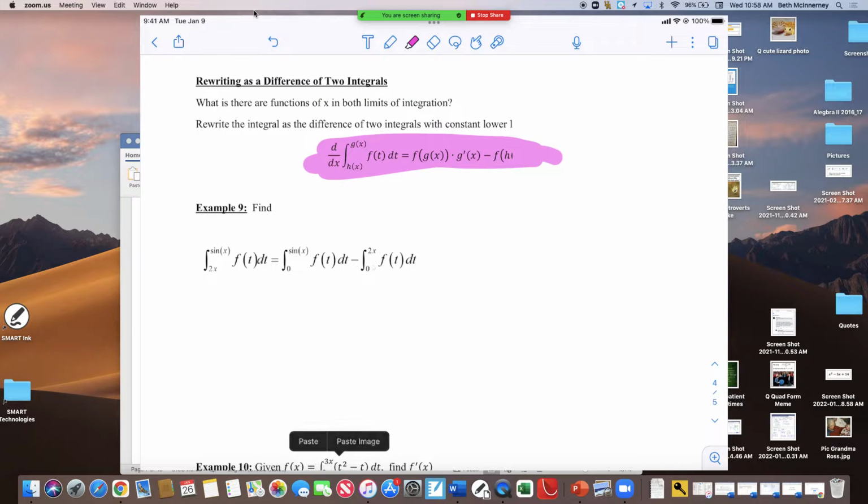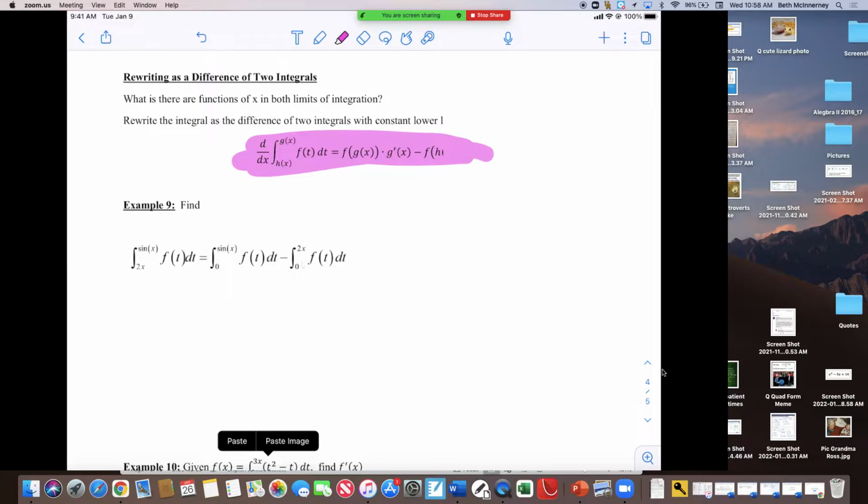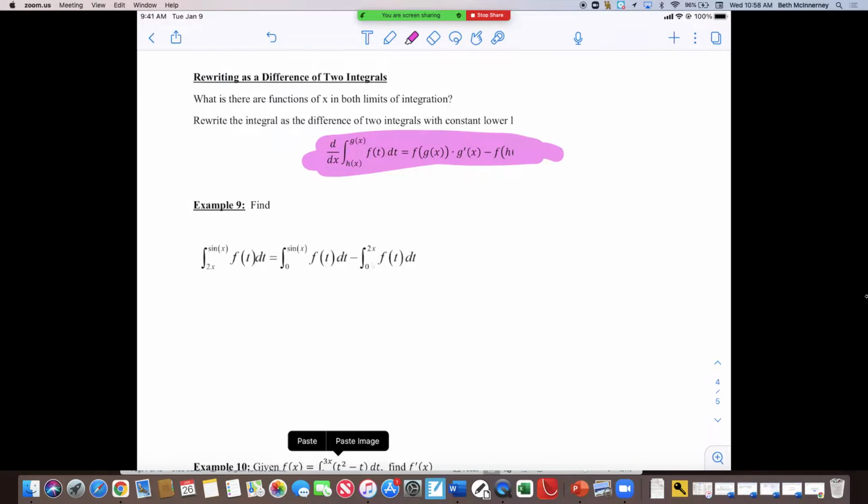Maybe. There it is. So let's highlight that piece. So all you're going to do is what we did yesterday. And let me point this out up here at the board. Do you see that if I had a constant and I had g of x, I did f of g of x times g prime?